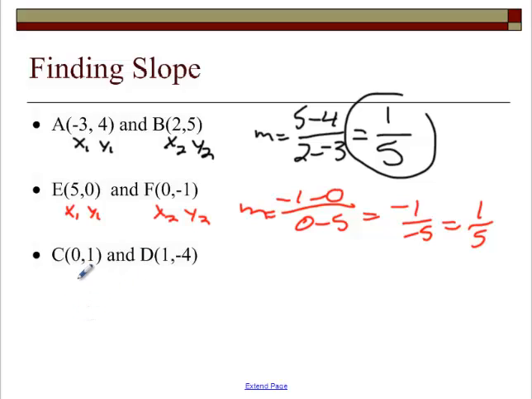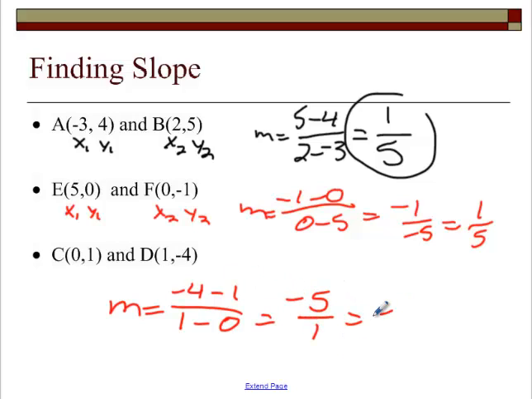And let's go ahead and do the last one. M equals negative 4 minus 1 over 1 minus 0. We get negative 5 over 1, or you could just write that as an actual number, negative 5. So we've got our three slopes, 1/5, 1/5, and negative 5.